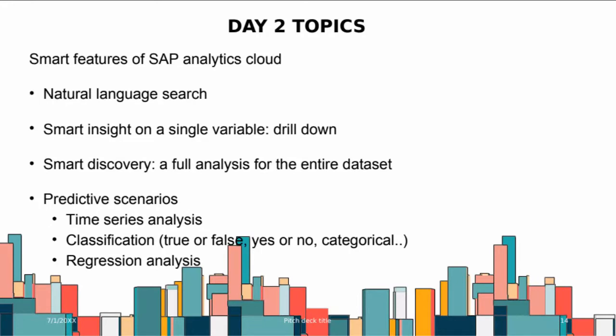And then finally, the predictive scenarios. We already saw something on time series, and today I will focus on regression, and I will leave classification as an exercise for you to do on your own. For classification, the only thing different is the target. We are looking for a target variable that is yes or no, true or false, or some categorical value, but regression looks for a continuous variable.